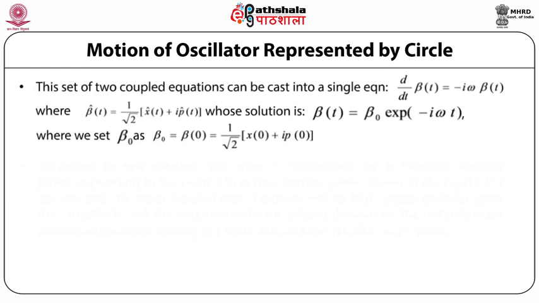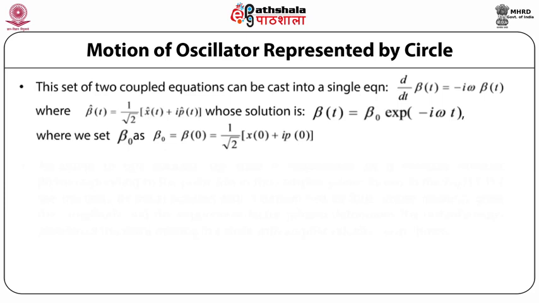So we start with the set of two coupled equations that we have got earlier, and these can be cast into a single equation, which is given as the time derivative of the function beta with respect to time equal to minus iota times omega times beta as a function of time, where the operator beta as a function of time is equal to 1 upon root 2 times the position operator X(t) plus iota times the momentum operator P(t).